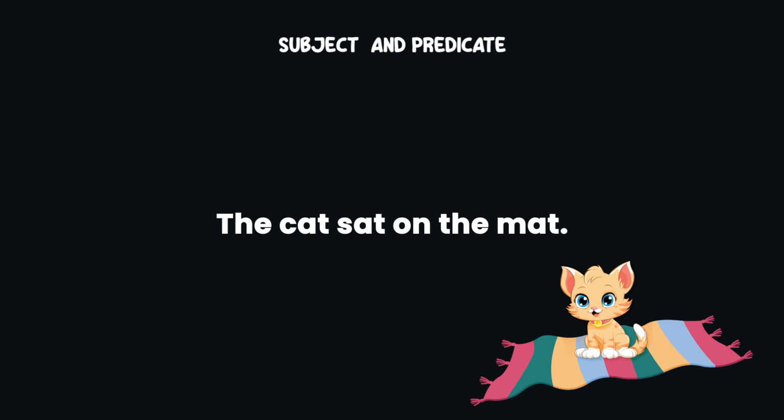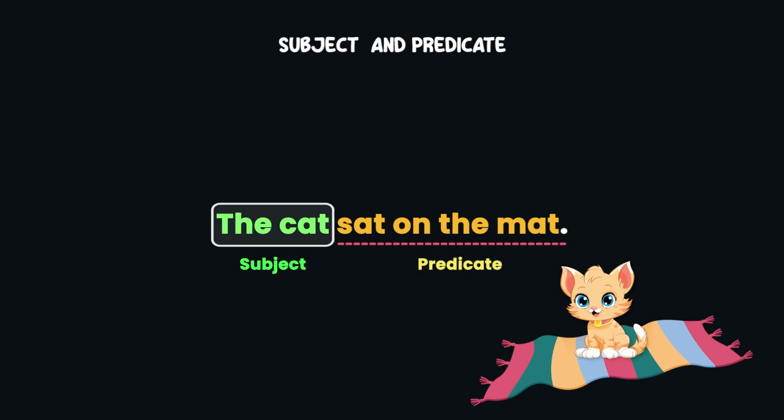The cat sat on the mat. Can you guess what the subject is in this sentence? The cat is the subject because this sentence is about the cat. So, what is the cat doing? Sat on the mat. So, sat on the mat is the predicate.